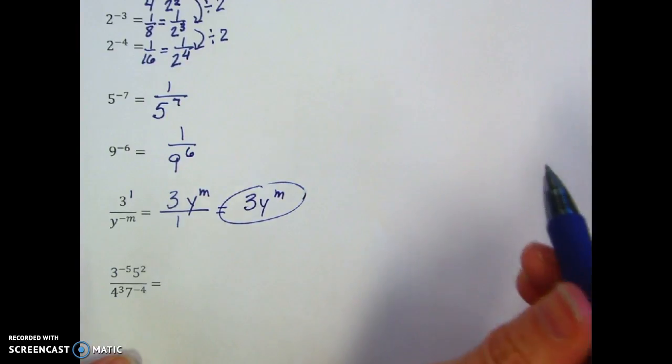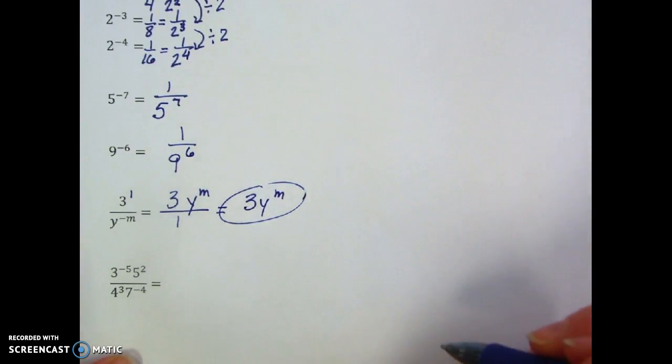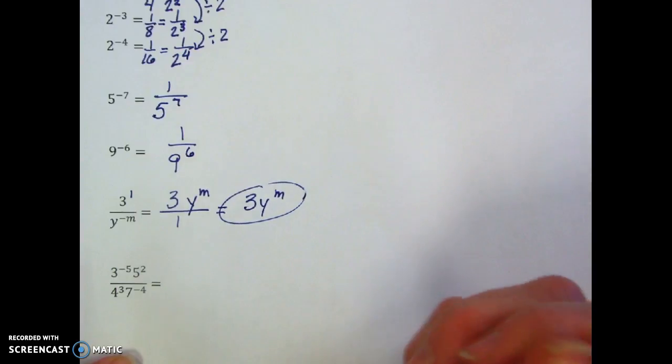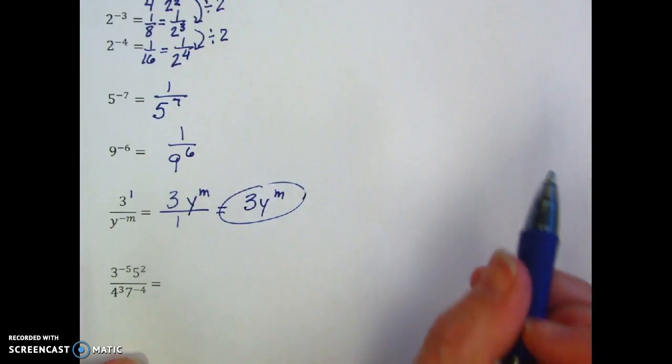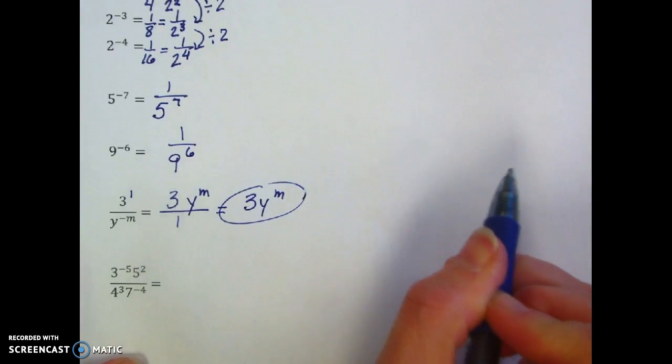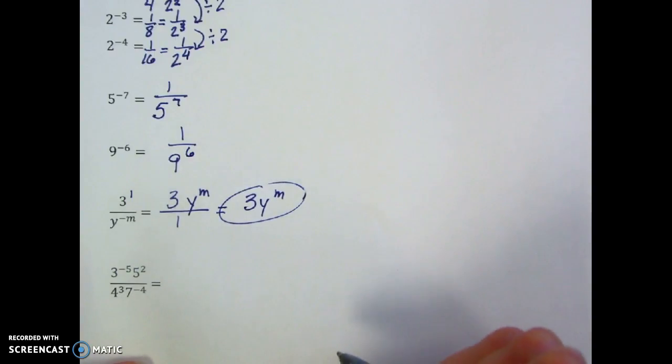So if we have a negative exponent in the numerator, we move it to the denominator. If we have a negative exponent in the denominator, we move it to the numerator. Notice we are only changing the exponent. We are not changing the number itself.